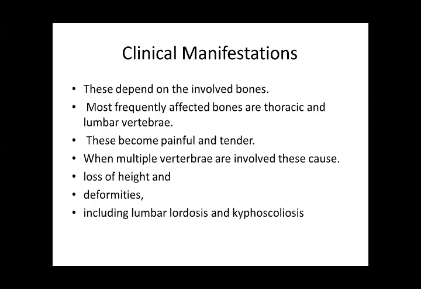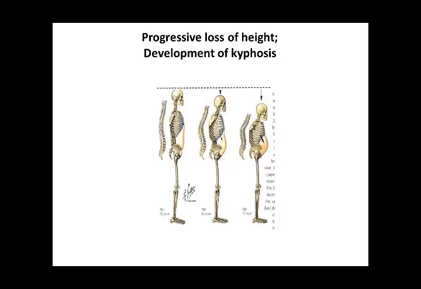So the person will get back pain and may get hunchback kyphosis. Most frequently affected bones are thoracic and lumbar vertebrae. These become painful and tender when multiple vertebrae are involved, and these cause loss of height and deformities, including lumbar lordosis and kyphosis. Progressive loss of height. We always talk of the elderly, no matter how tall, as people who are said to lose their height as they age.